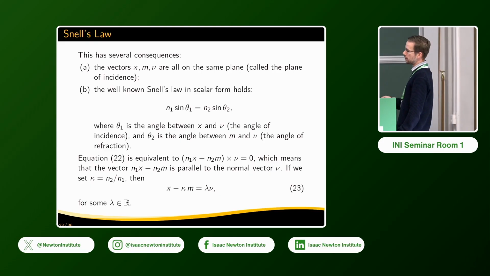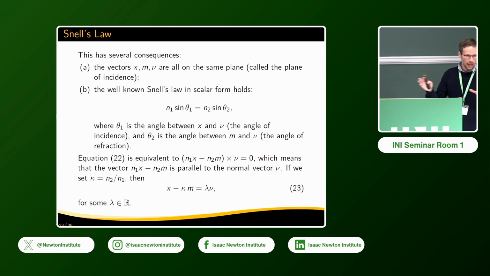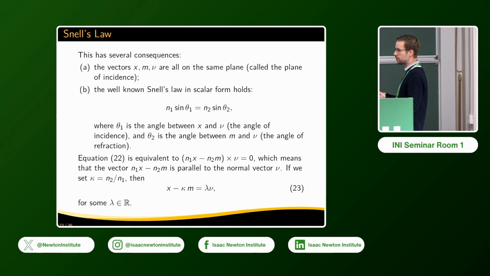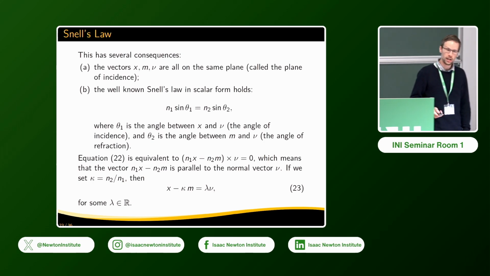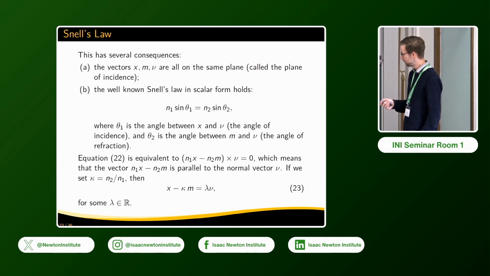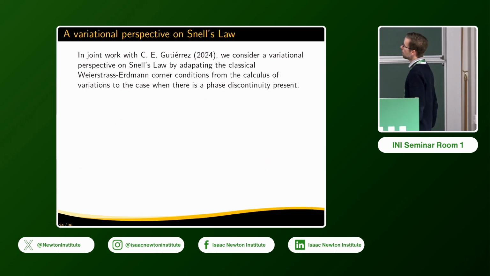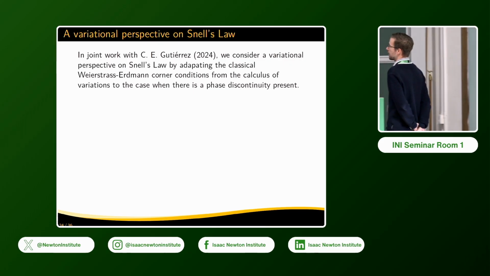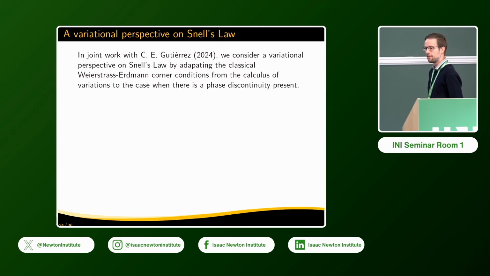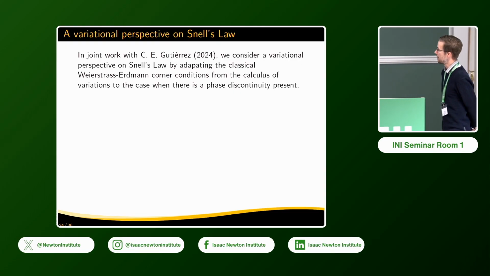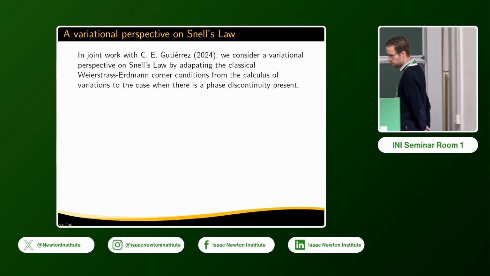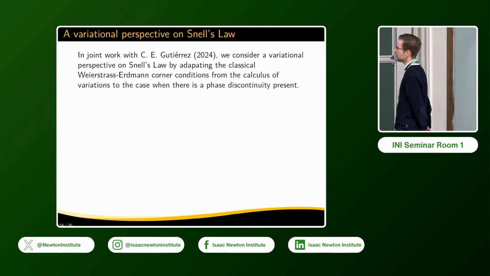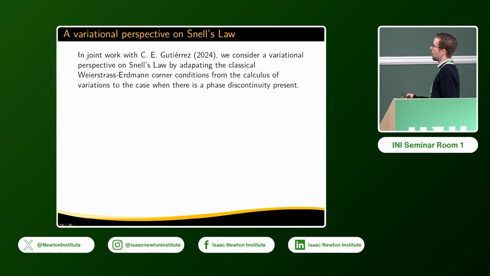But now we want to make the materials more sophisticated, right? So all of this was just for classical materials, air and glass, water and glass, something simple. Now I want to try and introduce some anisotropy or inhomogeneity and see if I can do something similar. Okay, so in some recent work with Christian Gutierrez, we consider a variational perspective on this. And now what I want to introduce is a phase discontinuity and see what I can say. So we're going to look at a classical version of what they call the Weierstrass-Erdmann corner conditions in the calculus of variations. And I'm going to introduce a phase discontinuity.